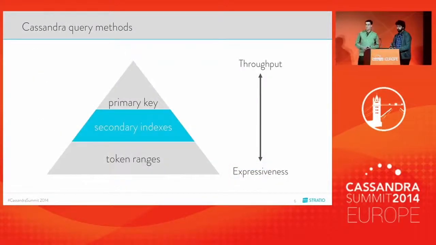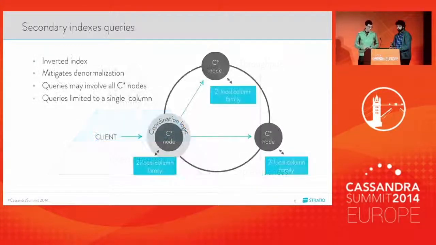So what happens when we want to make queries that are not part of the primary key, or that we cannot do by themselves? Then we need to rely on secondary indexes. Secondary indexes basically allow you to create an index for columns that are not part of the primary key, and then you can go and retrieve the data.